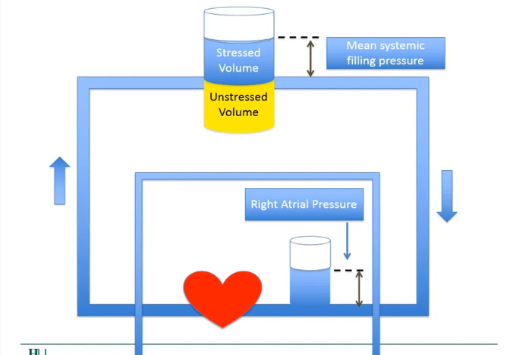And this is a concept that I don't know why, but somehow over the years we sort of forgot about it. And this is very important. If I want to have flow, I need to have a gradient. So for any degree of mean systemic filling pressure here, the CVP will have to be lower, not higher.